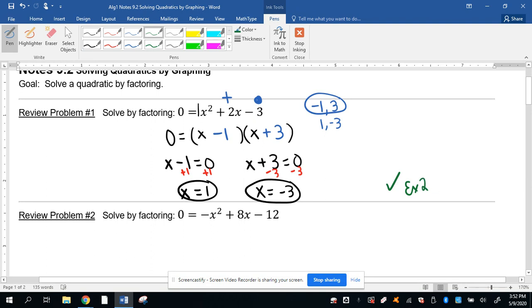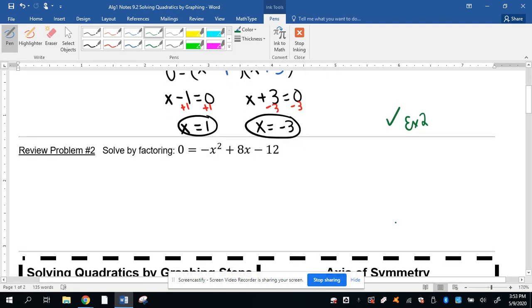If you flip your page over to example 2, you will see that it is the same equation, but instead of solving by factoring, it'll be solving by graphing. Let's review factoring with problem number 2.